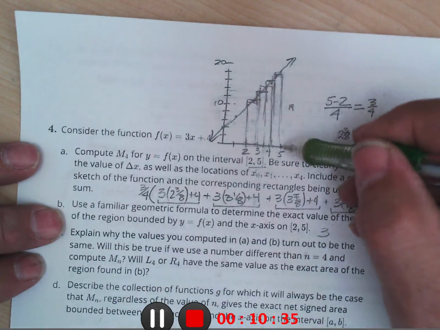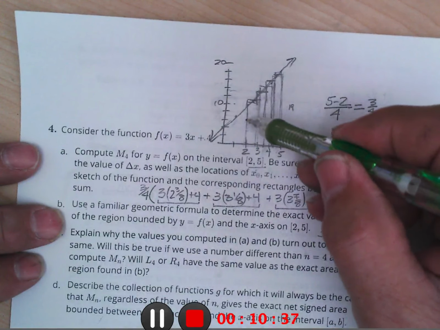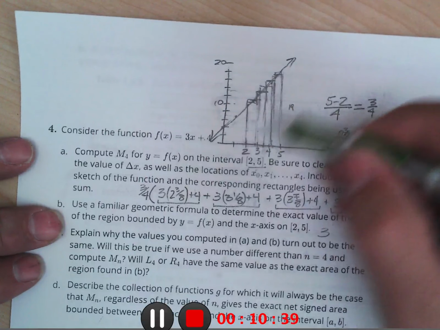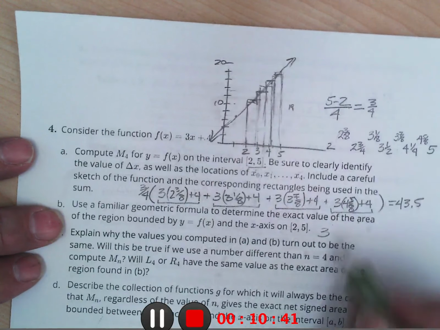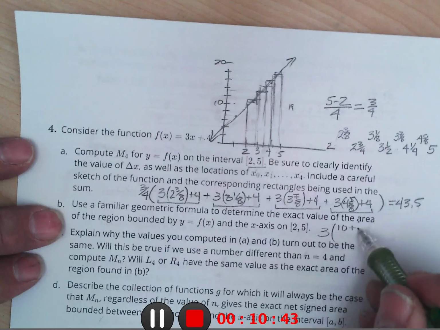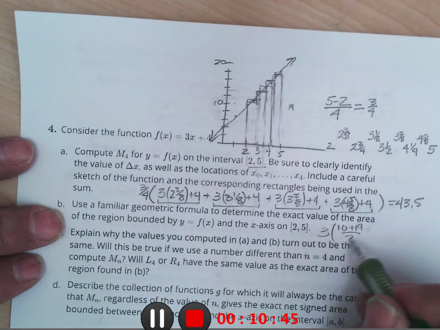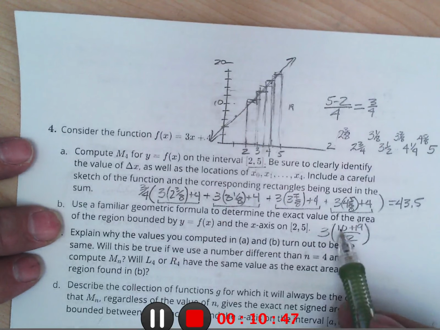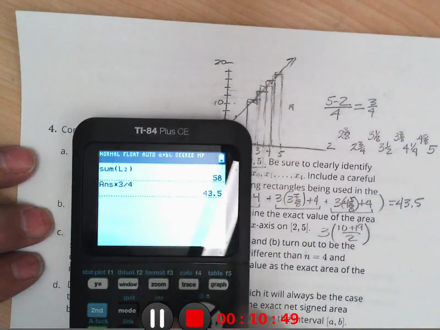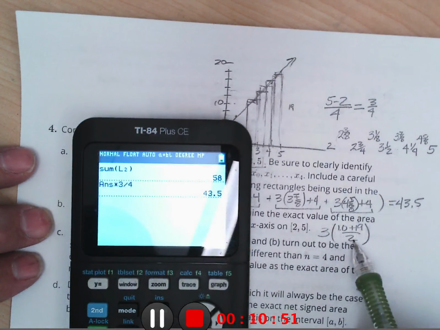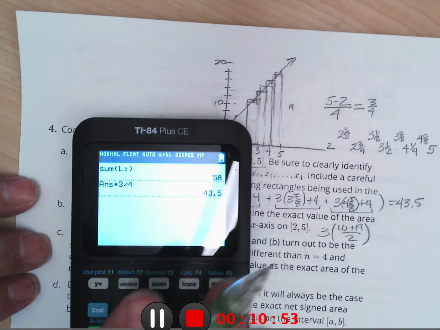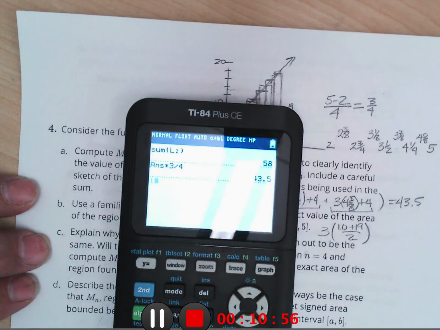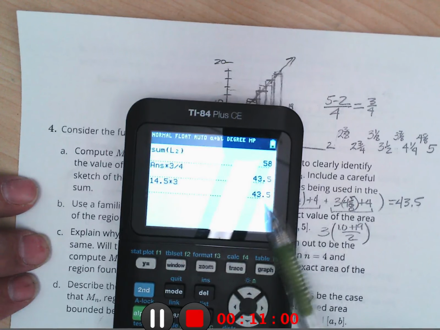This side it's 10. This side is 19. So we go 10 plus 19 divided by 2 to get the average height. 29 divided by 2 is 14.5, times 3. 14.5 times 3 is 43.5. Same answer.